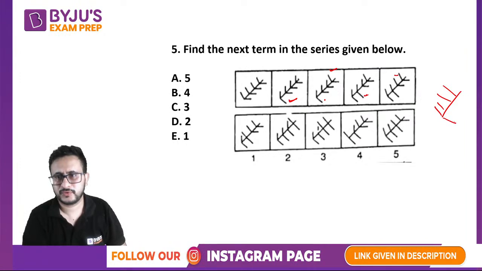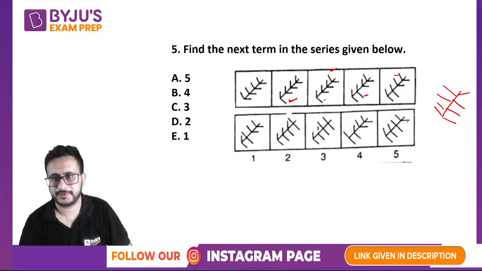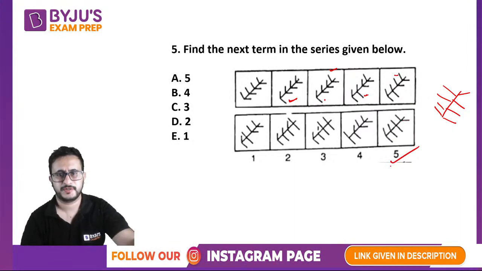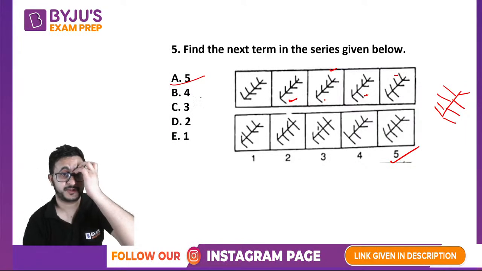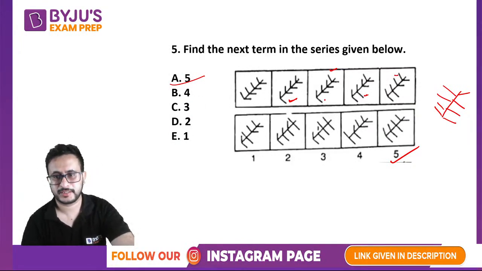So one, two, and three are parallel, and the last one will be fourth, like in this manner, right? So that will be in option 5. The answer will be option A. We need to see that that will be option A. This is the fifth image, but they have given options like 5, 4, 3, 2, 1, so make sure that you answer it correctly.